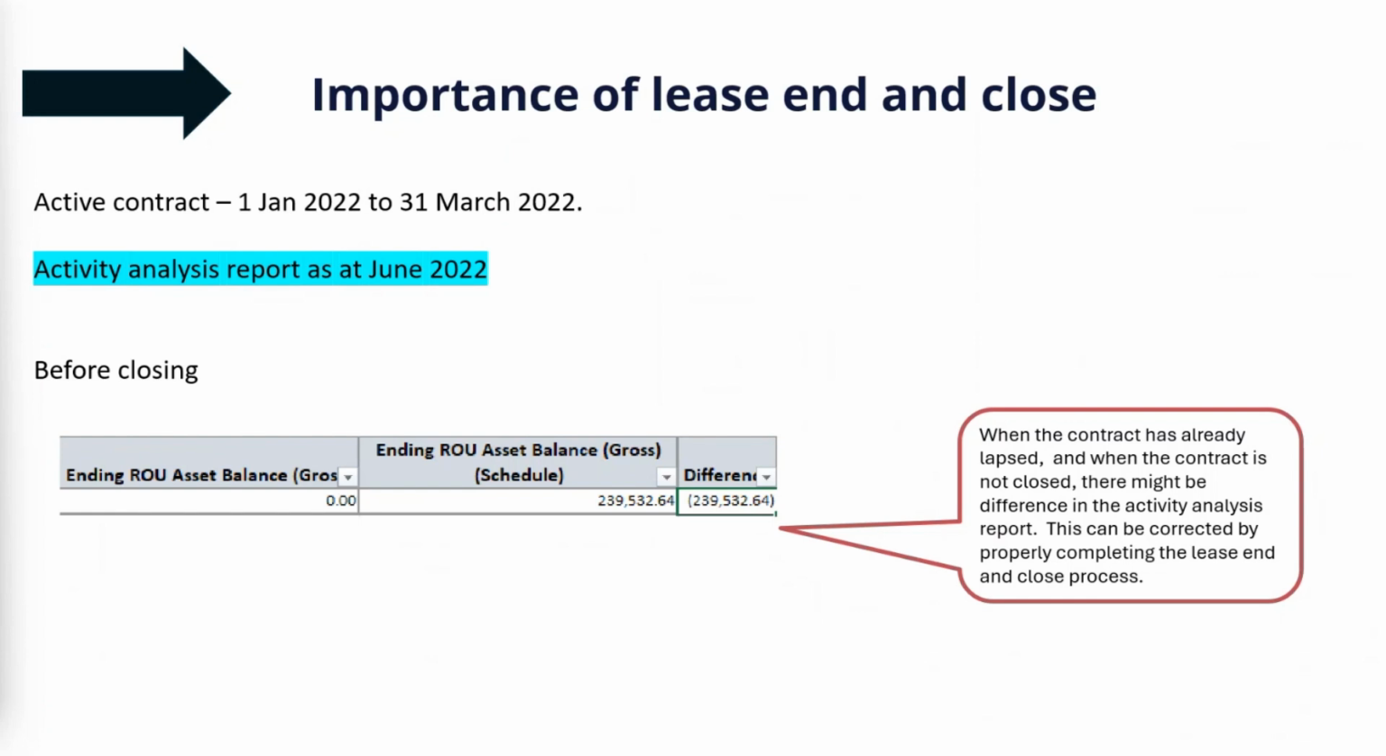We had a few tickets where there was a difference in the activity analysis report. So this is one of the reasons where there is a difference in activity analysis report. So if the contract have lapsed and it's not closed, then there will be a difference. Once you are closing the contract, that difference will be rectified.